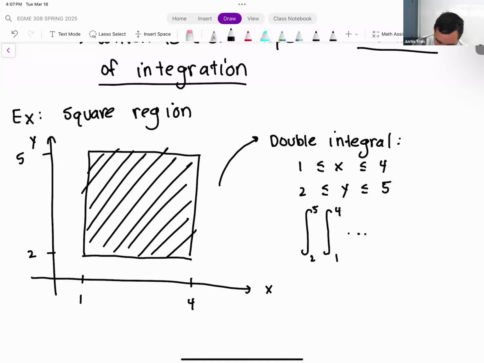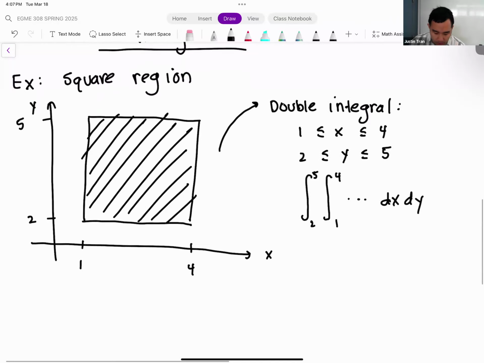We have our integrand, and our integrand can be some function, dx dy. Okay. So for a square domain, it's very natural to think of it in terms of double integrals, because you're integrating over that entire region, and because it's a square, x and y have clearly defined upper bounds and lower bounds.